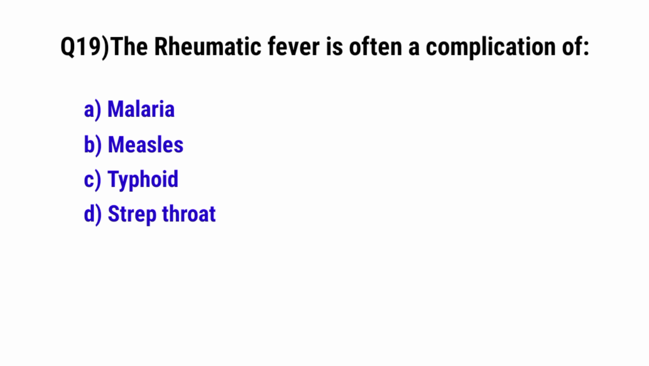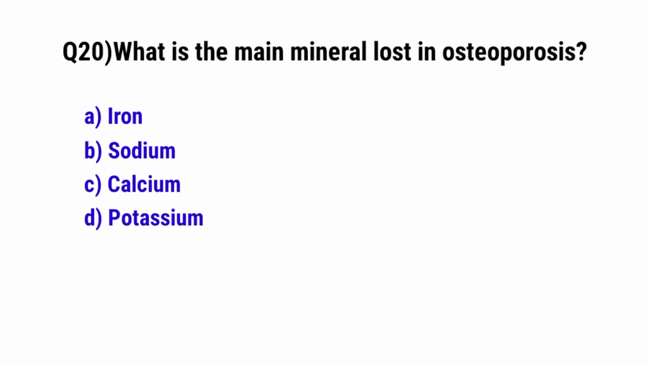Question number 19. Rheumatic fever is often a complication of. The correct option is D. Strep throat. Question number 20. What is the main mineral lost in osteoporosis? The correct option is C. Calcium.